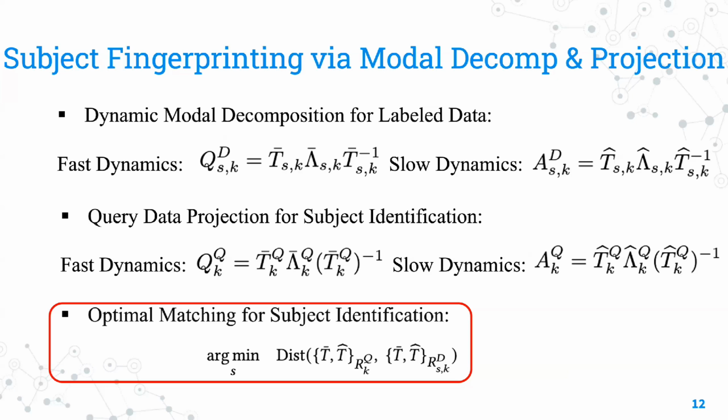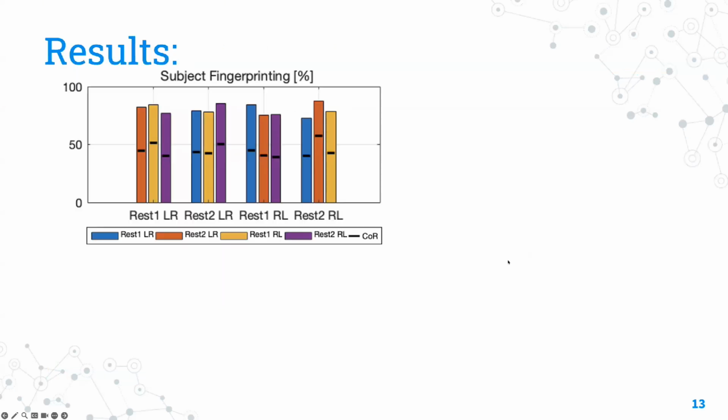By identifying the subject that yields the smallest distance, we can accurately determine which subject the query data most closely matches based on its unique dynamics patterns. This method allows us to capture both faster and slow brain dynamics, enabling precise subject identification using their causal fingerprints. Next, let's look at the result of subject fingerprint experiments.